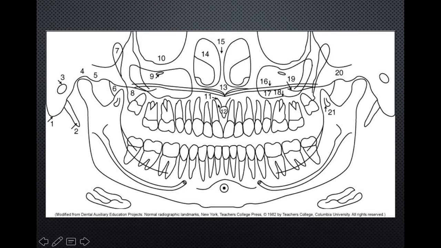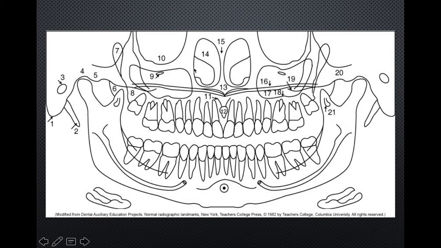Number 11 is located down here, and that's going to be our incisive canal, with number 12 being our incisive foramen. Number 13, you can probably already guess, this is going to be our radiopaque anterior nasal spine. You can see how pointy it is there. Number 14 is going to be our nasal conchae and nasal cavity.